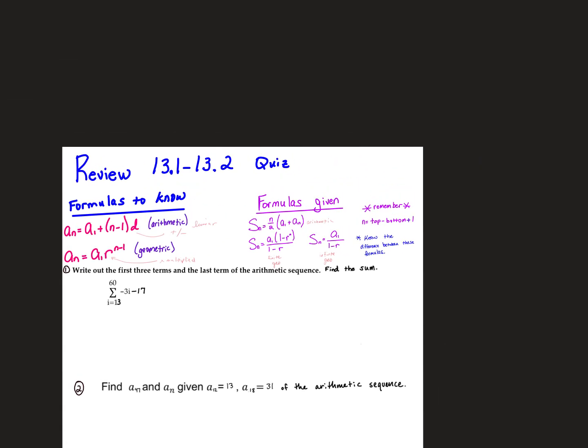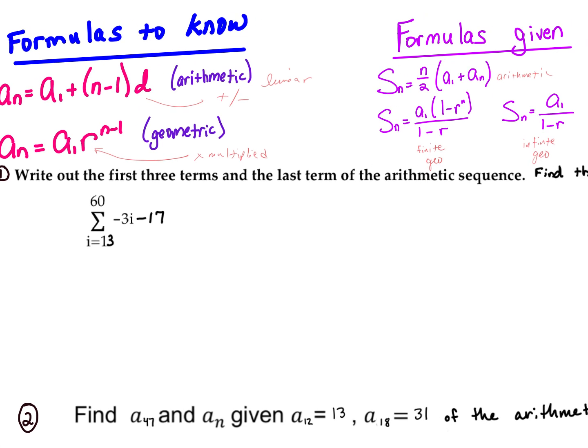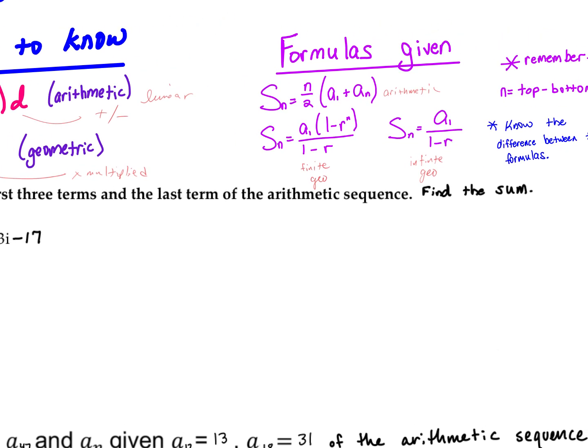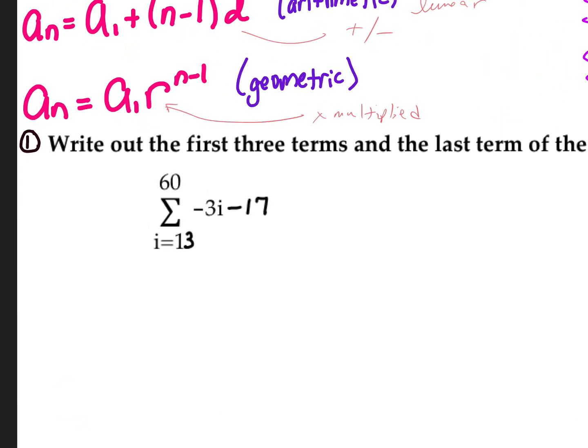I'm not going to go through every single part. Like if I ask you to write the first 3 terms, what are you going to plug in? The first number 13, the second number 14, third number 15. What I want to look at right now is finding the sum. The first term of this would be you plug in 13. The second term would be you plug in 14 because it tells you to start with that.